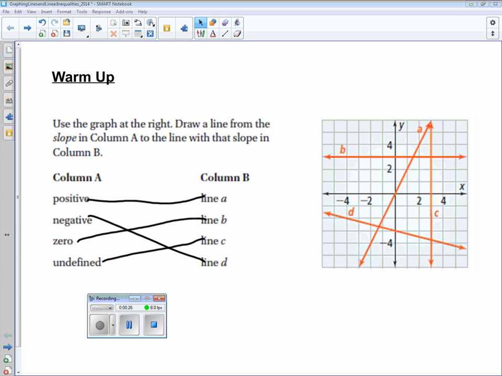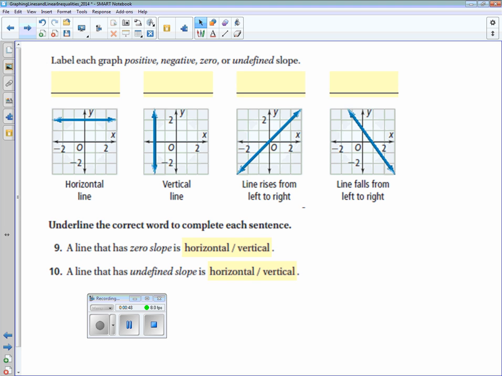Okay? Zero slope. I agree. Horizontal lines have zero slope. So line B has a zero slope. And then undefined, we know vertical lines have undefined slopes. That means that whenever we find it by hand, and we're going to do that in a minute, you divide by 0, right? Which means you can't do that. So it's undefined.